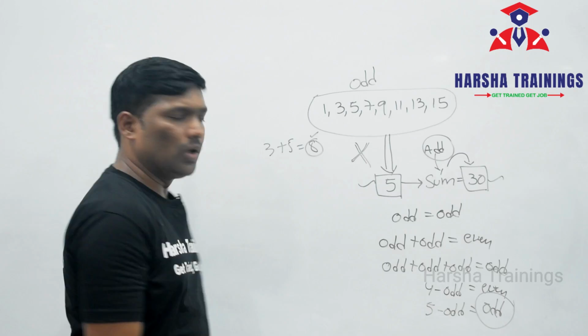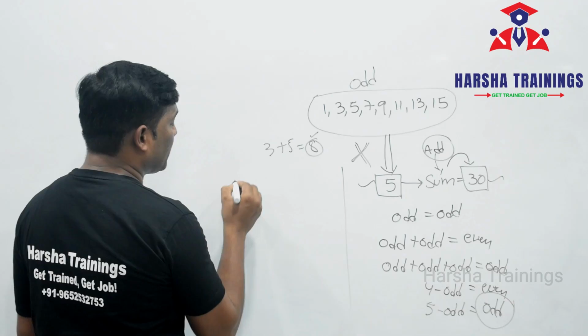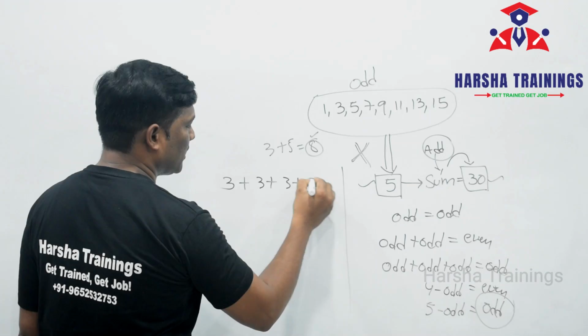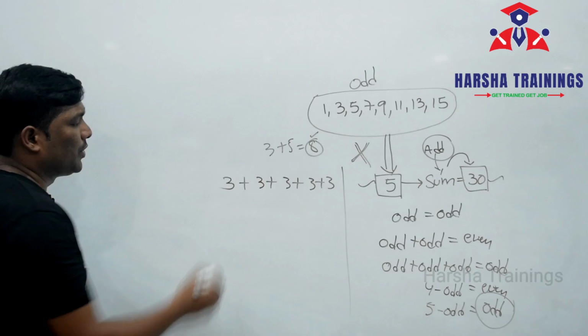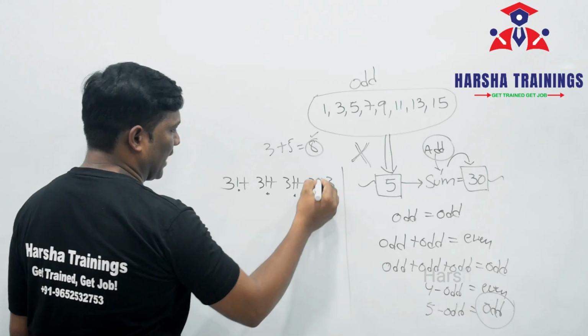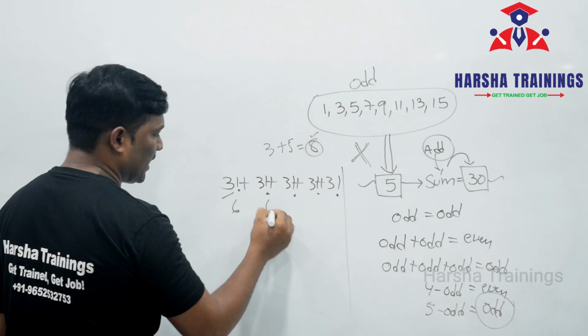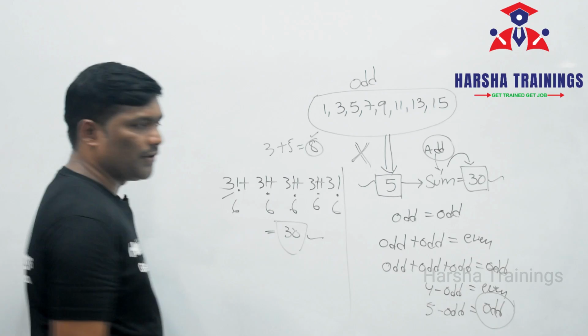Okay, so I'm using 3 five times. So 3 plus 3 plus 3 plus 3 plus 3: 1, 2, 3, 4, 5. I'm using 3, five times. It means 3 factorial, 3 factorial, 3 factorial, 3 factorial, 3 factorial. So 3 factorial is how much, guys? 6. So 6, 6, 6, 6, 6. Five 6s is 30. It's clear, guys, all of you? Yes.